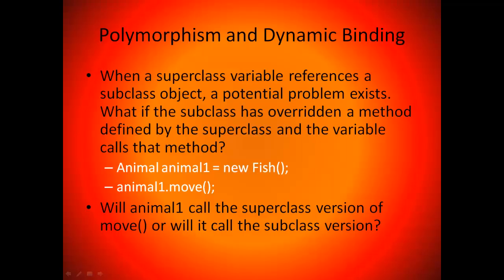When a superclass variable references a subclass object, another problem exists. What if the subclass has overridden a method defined by the superclass and the variable calls that method? For instance, Animal animal1 = new Fish, animal1.move. Now both the Animal and the Fish class have a move function. So will animal1 call the superclass version of move, or will it call the subclass version?